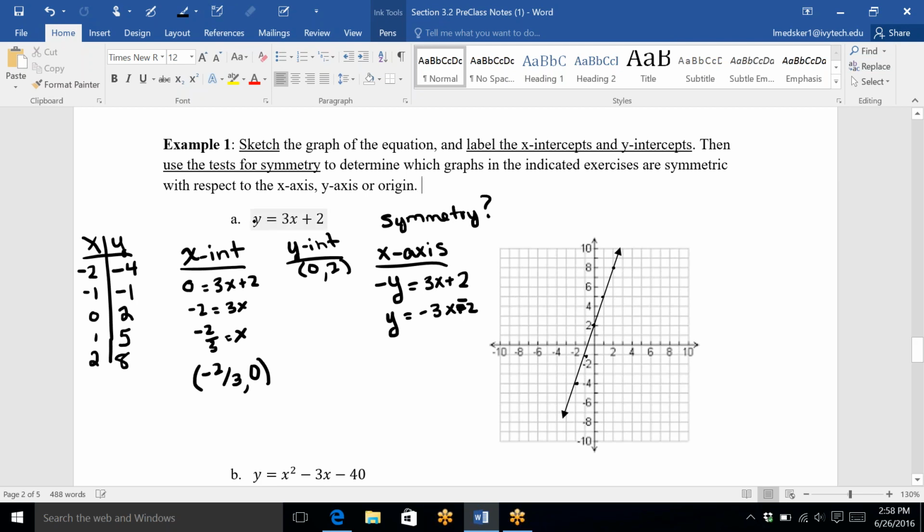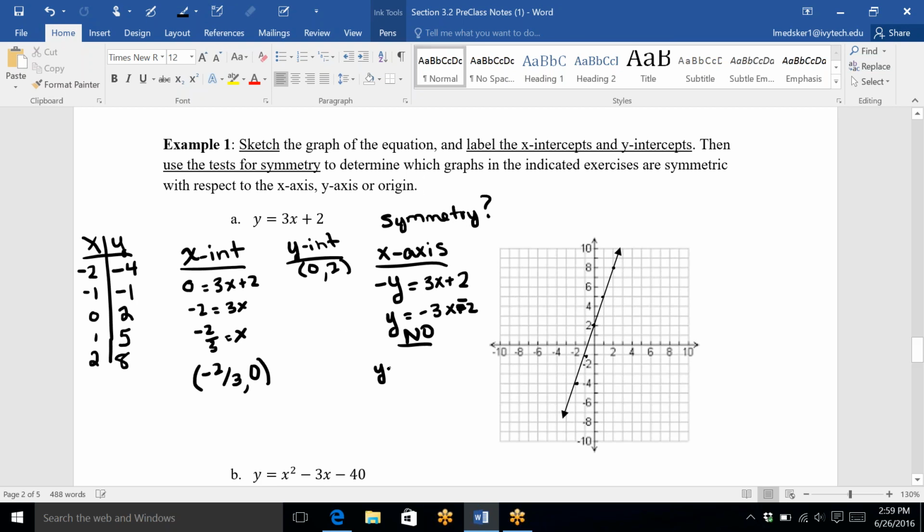Once you've done that, once the left side looks like its original, if the right side does not also look like the original, then it does not have that symmetry. And you can tell that if you look at this, if you tried to fold it over the x-axis, they wouldn't match up. One would be going this way and the other one would be going that way.